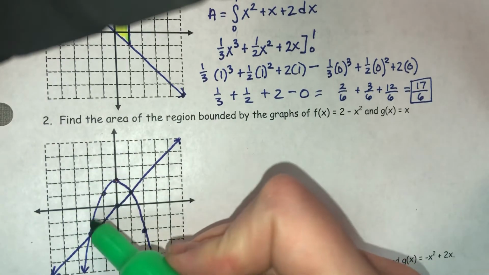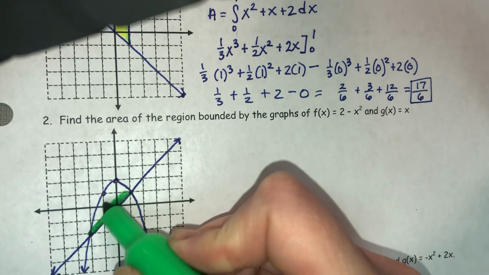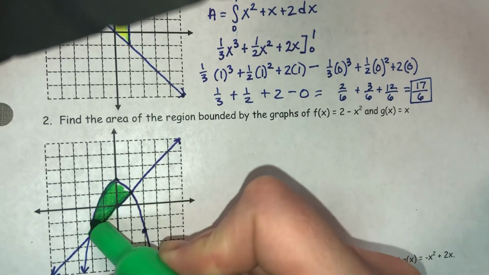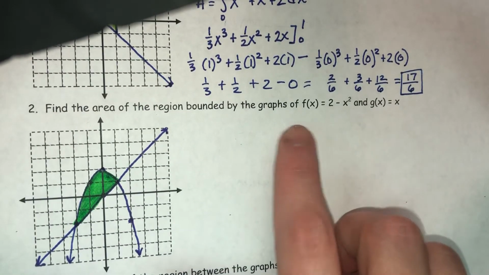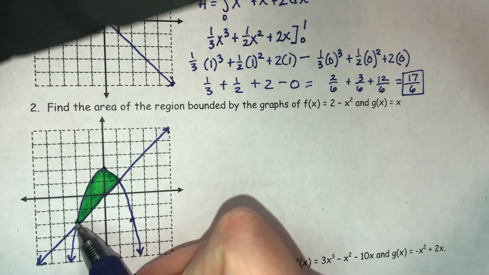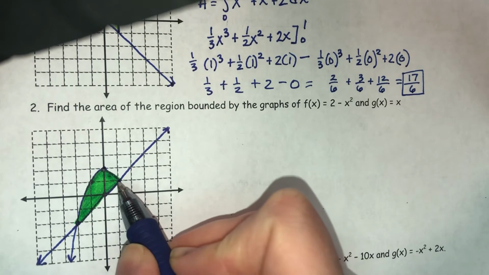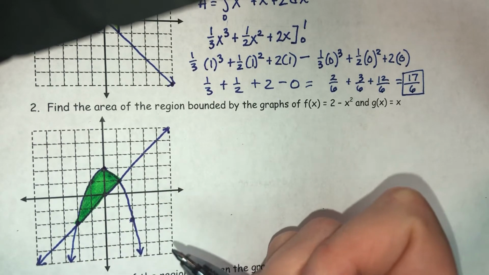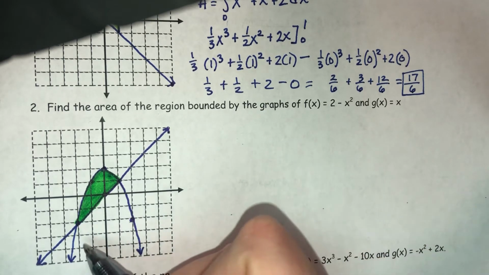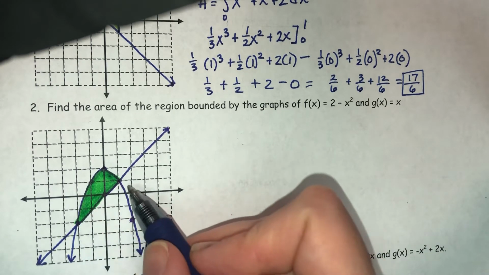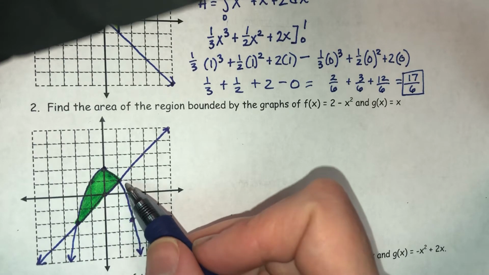Now, on the last problem, they told us the x values to work between. This one does not give us that in the problem. So we're just going to look for the left intersection point and the right intersection point and work from there to there. It's easy to see this on the graph. They intersect when x is -2 and again when x is 1.